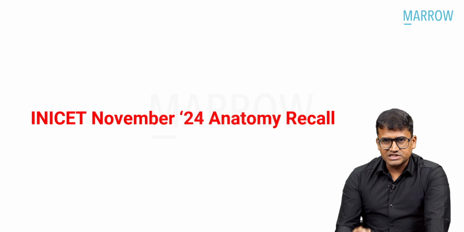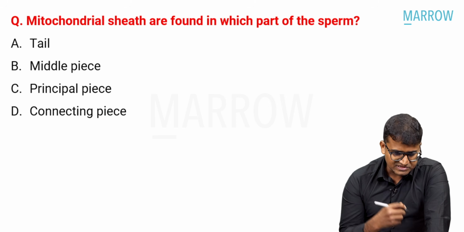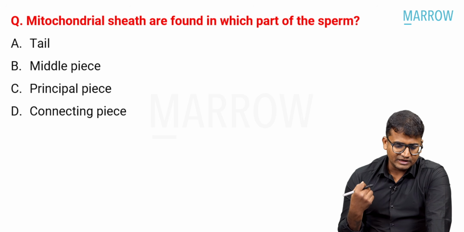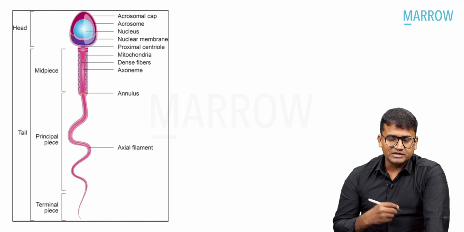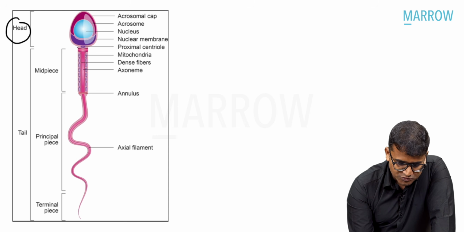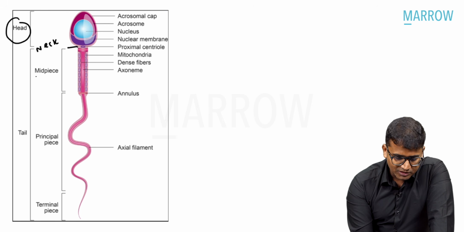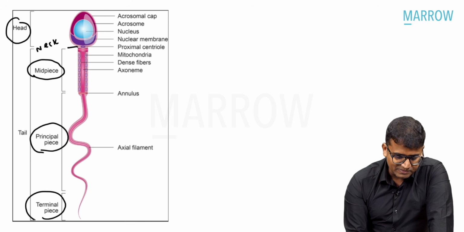We start with general embryology. The first question: the mitochondrial sheath is found in which part of the sperm? A. Tail piece, B. Middle piece, C. Principal piece and D. Connecting piece. Now, see the diagram. This is an image of a sperm which contains the head, the small neck part and the tail piece. The tail piece is divided into 3 parts: middle piece or mid piece, principal piece and the terminal piece.